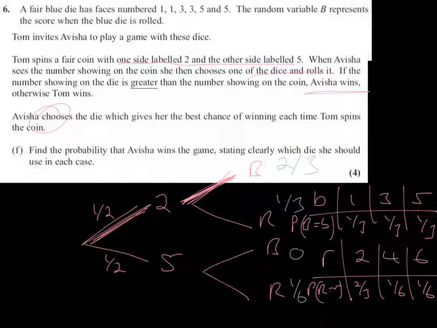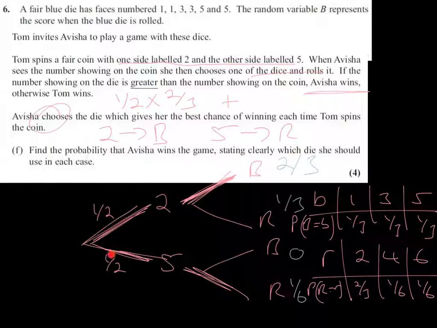The question asks us to state clearly what she should do in both instances. So we can see then if the coin is 2, she should choose the blue dice. If the coin is 5, she should choose the red dice. The probability that she wins the game then will be a half times her winning on the blue dice, so that'll be a half times 2/3. And to that, we also need to add the probability that the coin is flipped and she gets a 5, and she wins on the red dice, which is going to be 1/6. So we're going to add a half times 1/6, and if we work that all out, we should get an answer of 5/12.